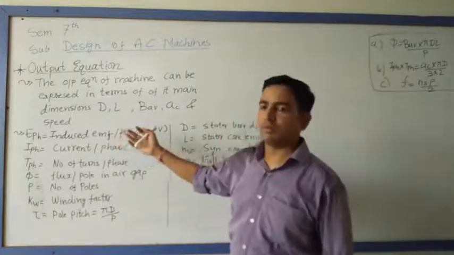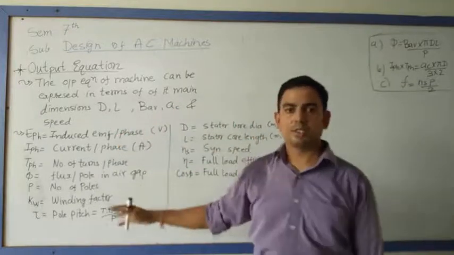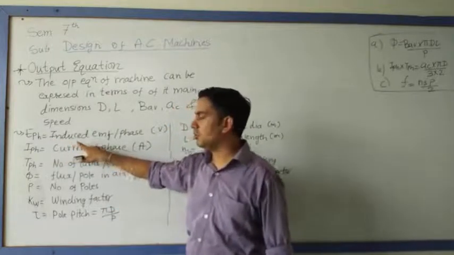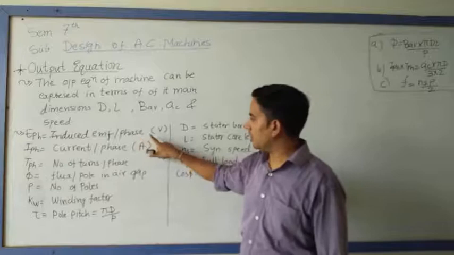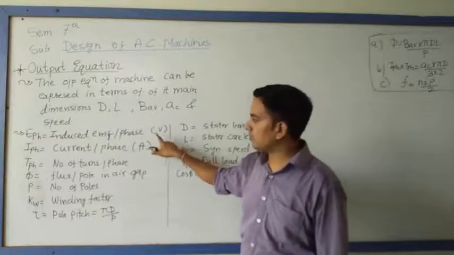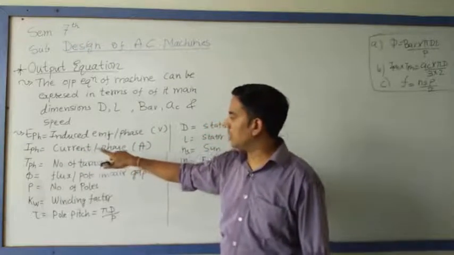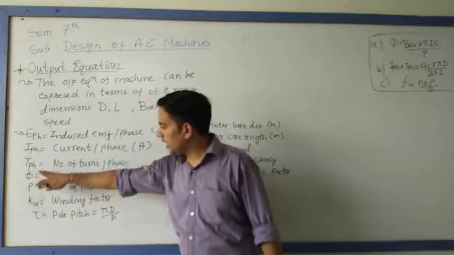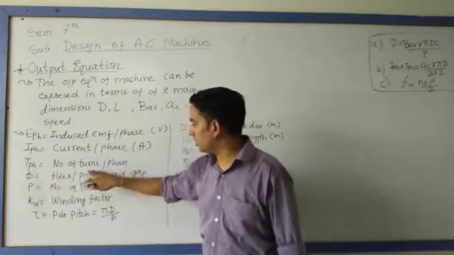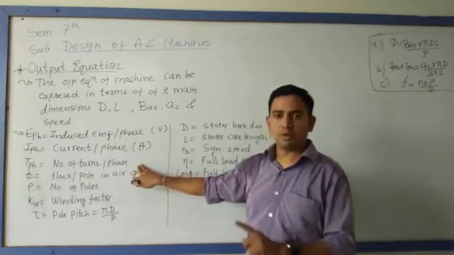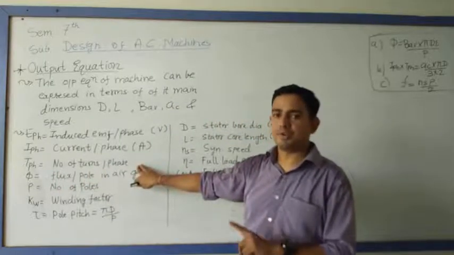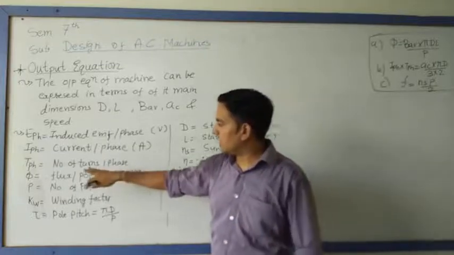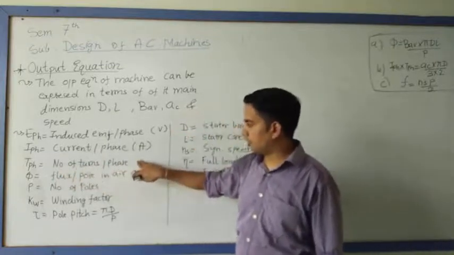These are some short forms which we have learned in previous semester, that is EPH. EPH is induced EMF per phase, unit is volt. IPH means current per phase in ampere. TPH means number of turns per phase. We are designing here a three-phase induction motor, means total 3 phases are going to be used.